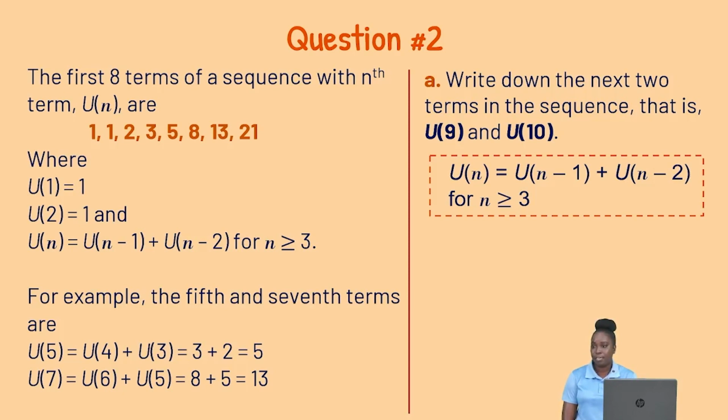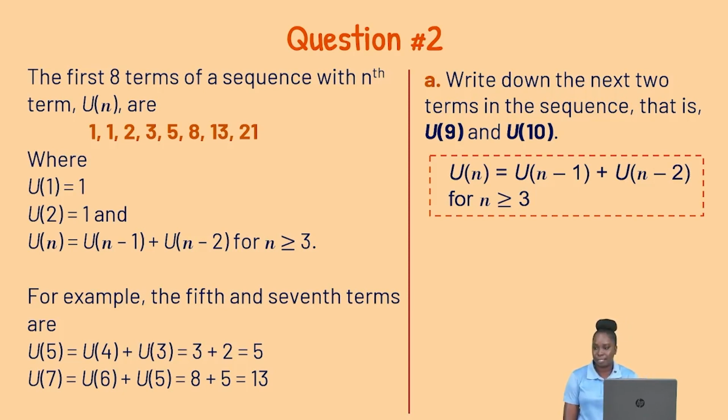For example, the 5th and 7th terms are u of 5 is equal to u of 4 plus u of 3, which is equal to 3 plus 2, which is 5. And u of 7 is equal to u of 6 plus u of 5, and that's equal to 8 plus 5, which is 13. Now, when we look at the pattern, before going to the question, we'll notice that if we use u of 5, they would have given us a resulting answer. So u of 1 and u of 2 were already given.